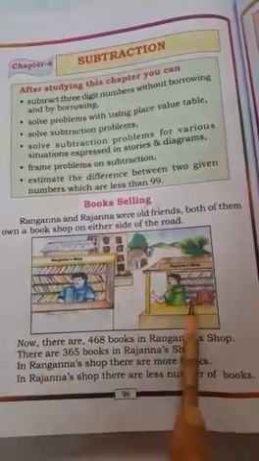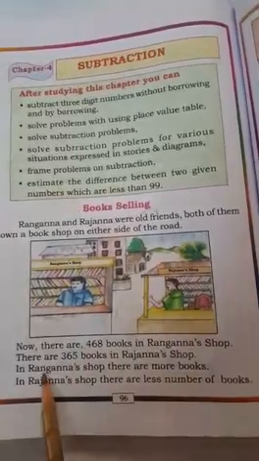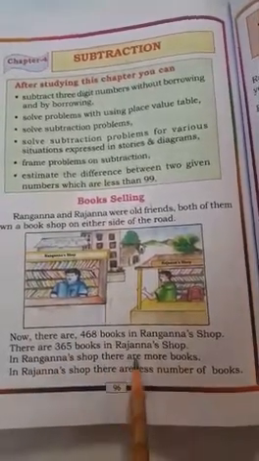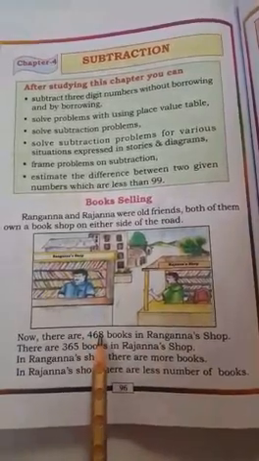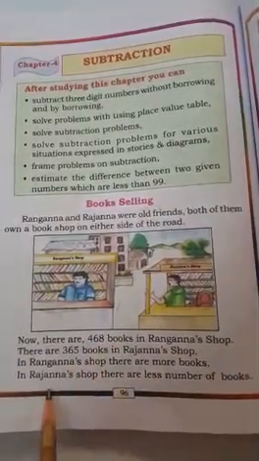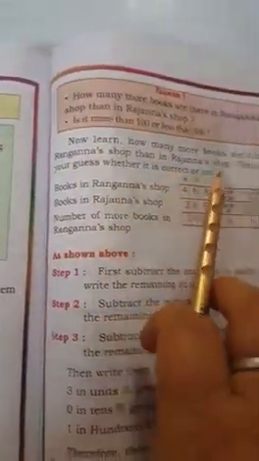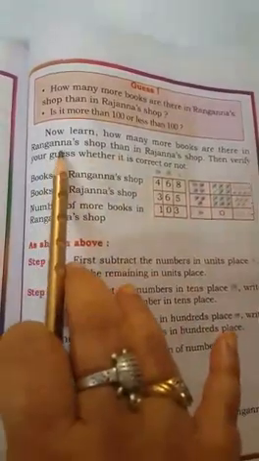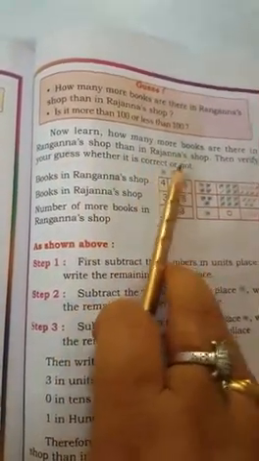There are 365 books in Rajanna's shop. Okay, in Rangana's shop there are more books, because 468 is more than 365. In Rajanna's shop it is less. Now learn how many more books are there in Rangana's shop than in Rajanna's shop.